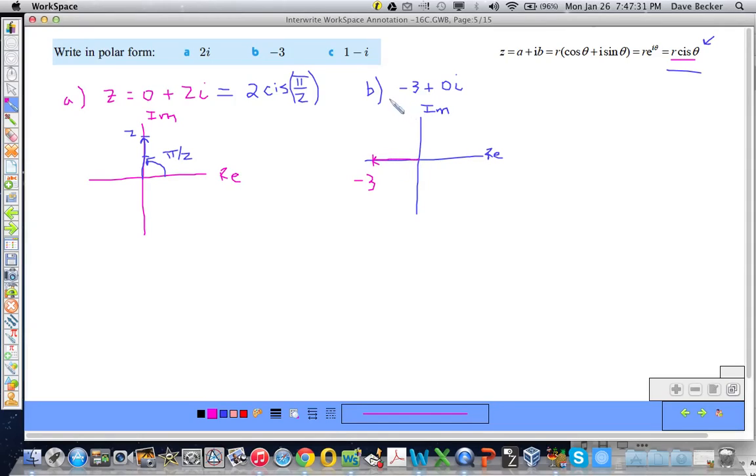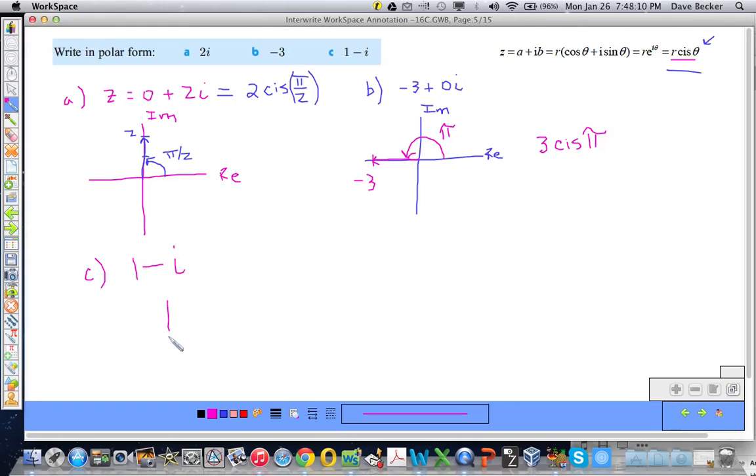You don't even have to think of the square root of negative 3 squared plus 0 squared. And again, this is modulus, so the distance. So it's not a negative, it's a positive. So this would be 3 cis argument. What's the arg? Boys and girls, that is pi. So that would be 3 cis pi. Easy peasy. Don't be freaked out by the cis. It's awesome sauce.